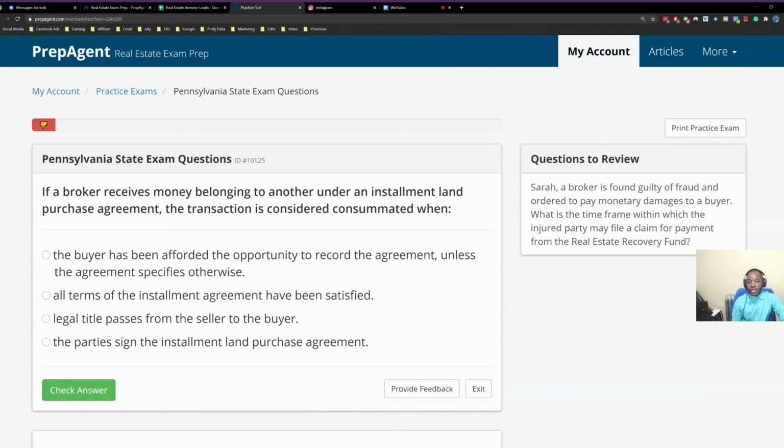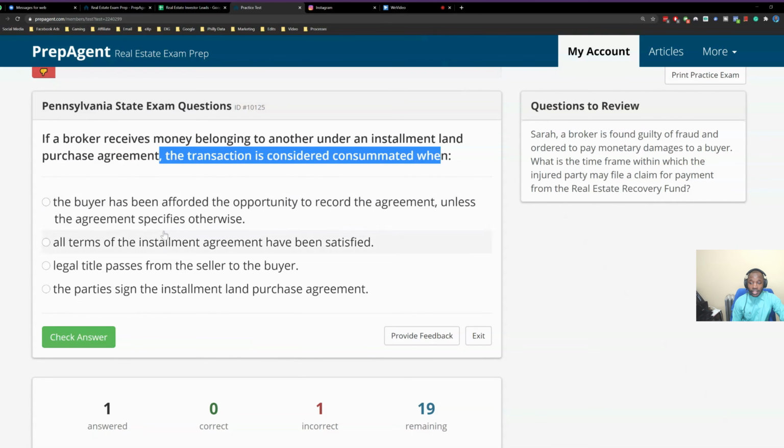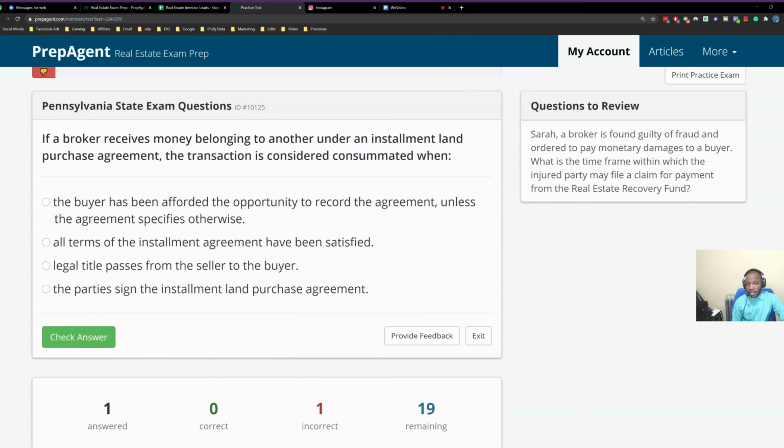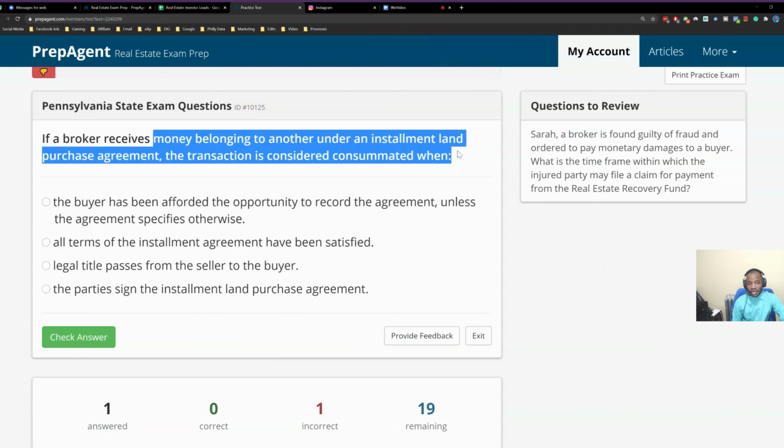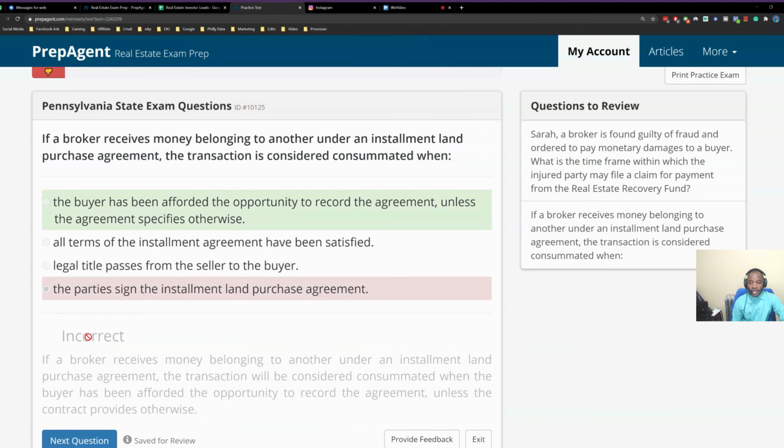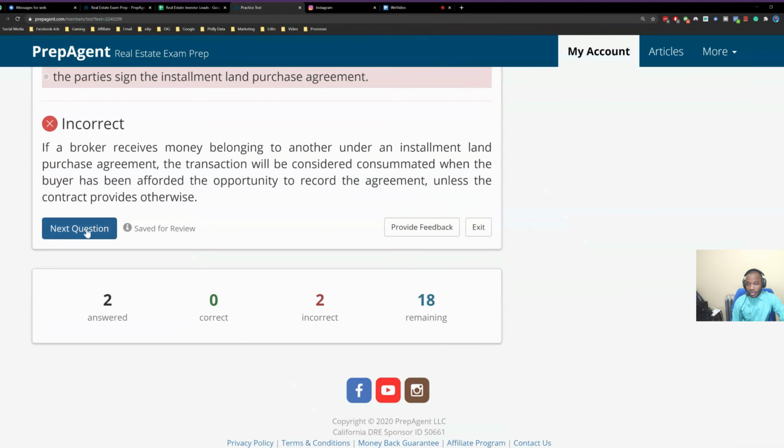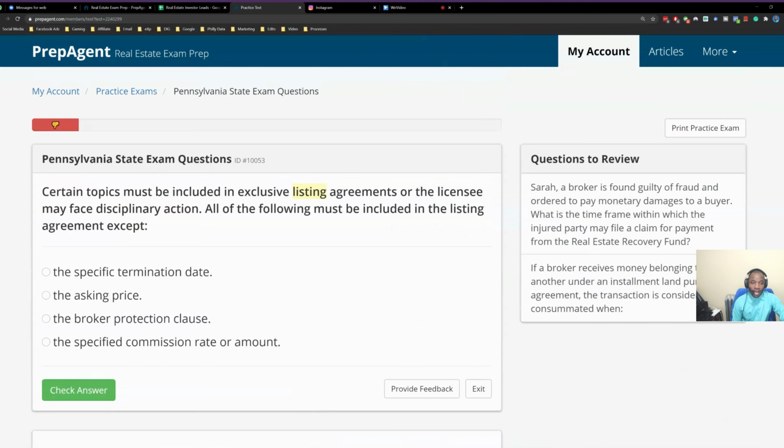If a broker receives money belonging to another under an installment land purchase agreement, the transaction is consummated when? I don't know the answer to this either. So let's see. If I read it carefully, if a broker receives money belonging to another under an installment land purchase agreement, the transaction is considered consummated when. Let's do this. Check answer. Okay, got that one wrong. Whatever. The point is I don't need to be here getting these questions right. I already passed my exam and I'm licensed.